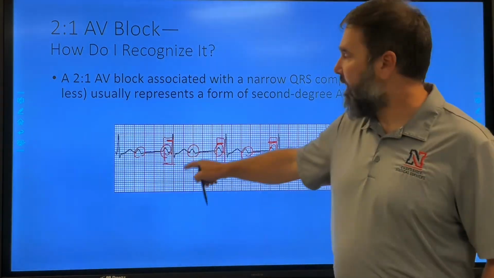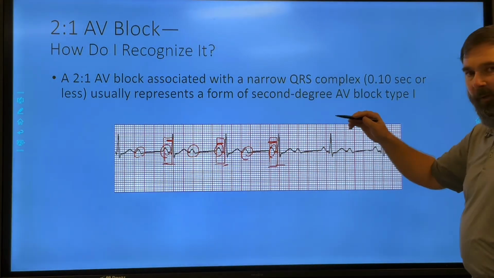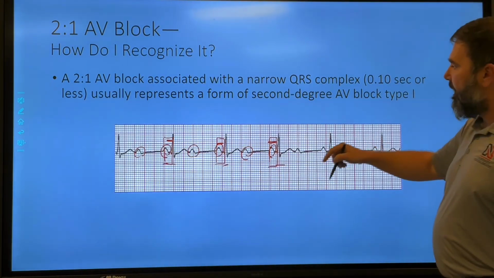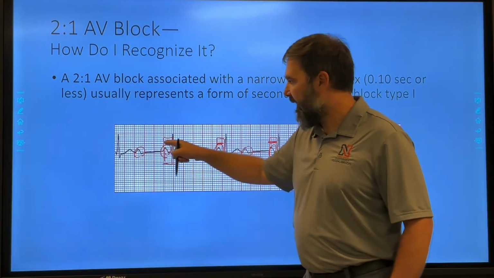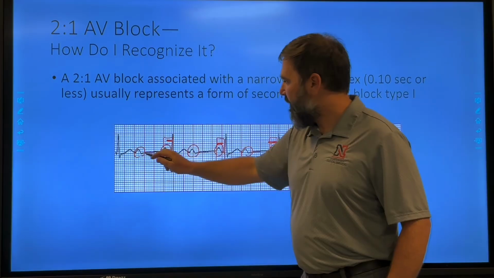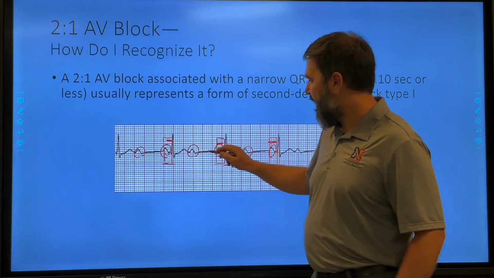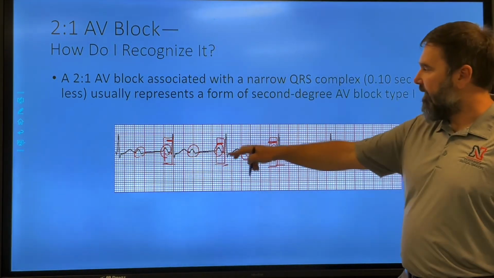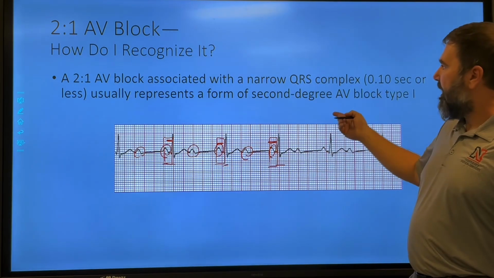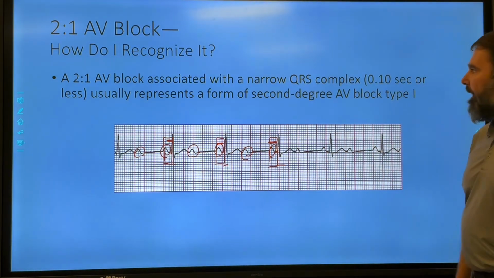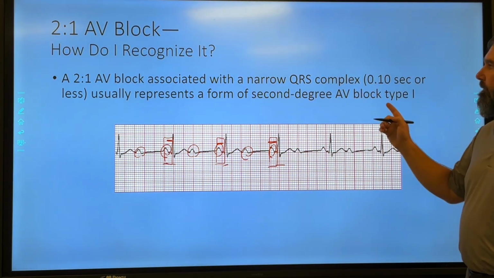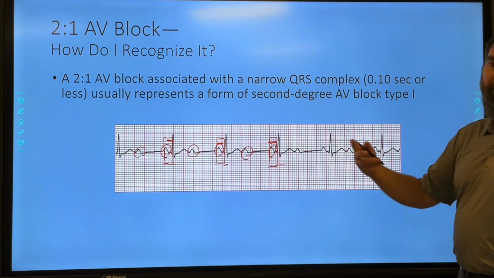The PRI looks the same for each of these when we have P-wave and QRS together. We do have P-waves without QRSs, so 1 P-wave, 1 P-wave, QRS. 1 P-wave, 1 P-wave, 1 QRS. So we have 2 P-waves for every QRS. So this is how we're going to look at a 2-to-1 block, how we determine it.